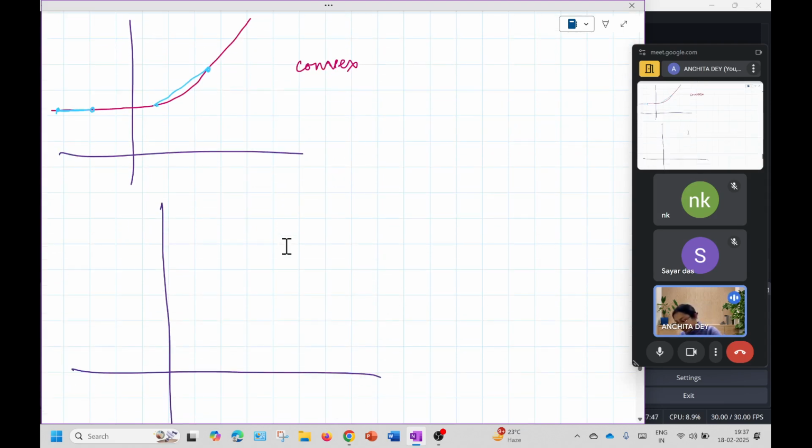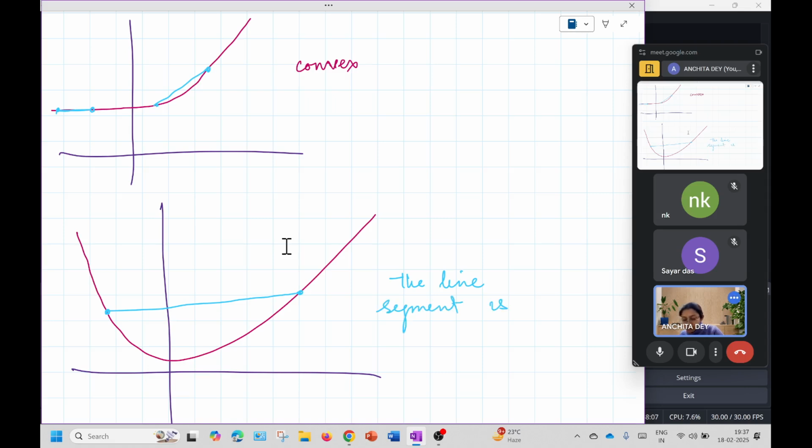Okay. So say we have this function. Now wherever you join, whichever point you connect here, the line segment is always above the given function. So that means this is now strictly convex. An example is simply y equal to x square. Okay, this is a strictly convex function.